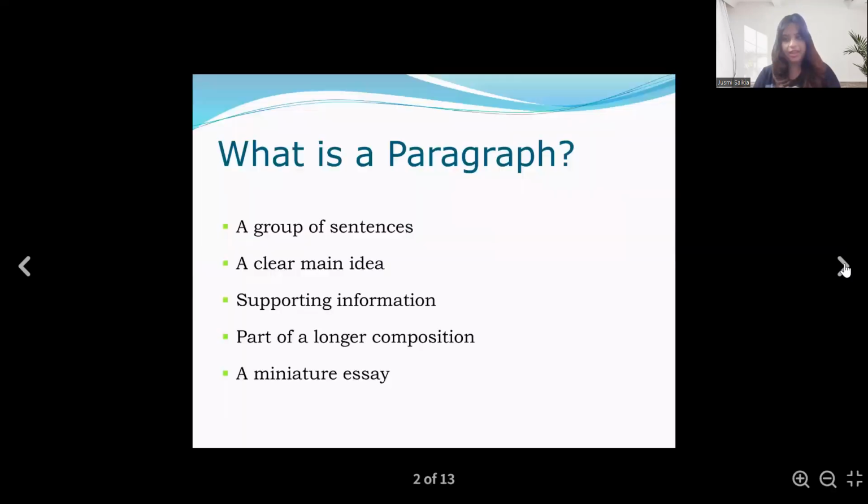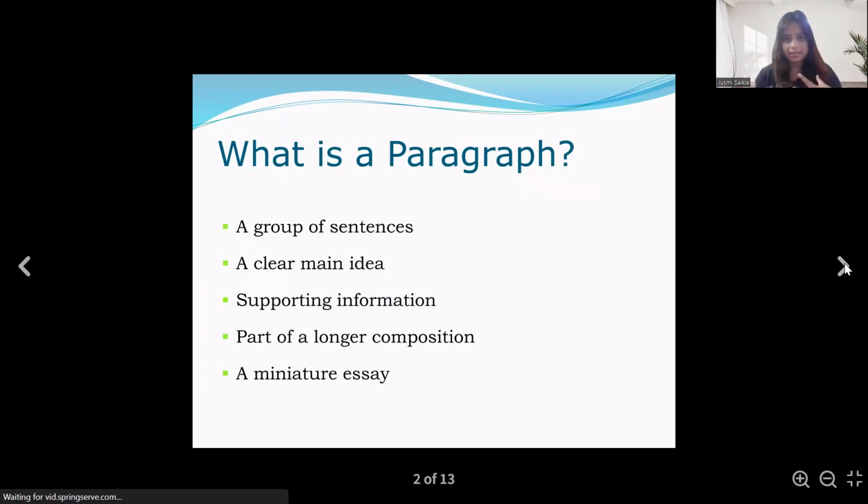First of all, we have to understand what a paragraph is. A paragraph is a group of sentences. When we write a paragraph, it is basically composed of a few groups of sentences, right? And what does it do? It presents a clear main idea. Every paragraph has to portray an idea, what it wants to say. After the main idea, what we need is supporting information that clearly supports the main idea or the main context. Okay. It also consists of parts of a longer composition.